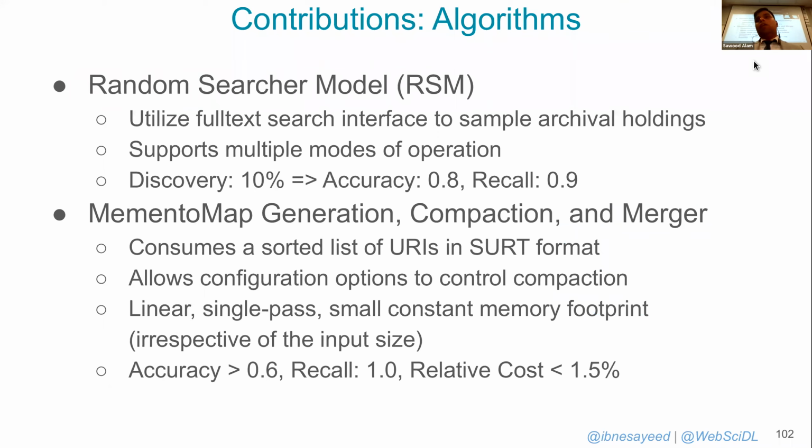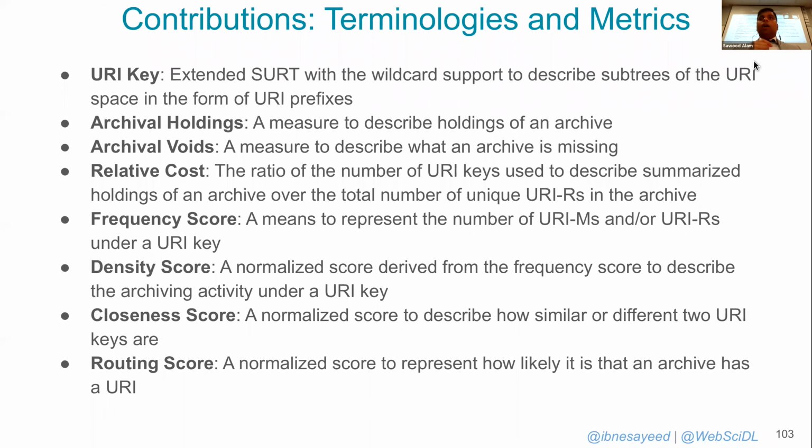So moving on to our algorithmic contributions, we have introduced the random searcher model, which utilizes a full text search interface to sample archival holdings. We also introduced the MementoMap generation and compaction algorithm that consumes a sorted list of URI keys and yields MementoMaps. It's a linear, single pass, small constant memory footprint algorithm, irrespective of the size of the input. There are a bunch of terminologies and metrics that we introduce, like URI keys, archival holdings, archival voids, relative cost, and a bunch of scores like frequency, density, closeness, and routing.